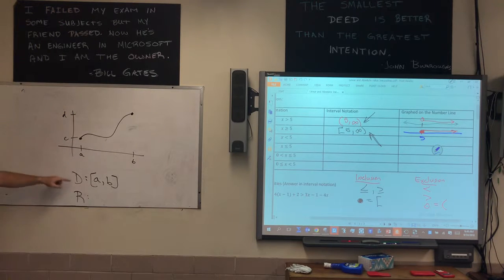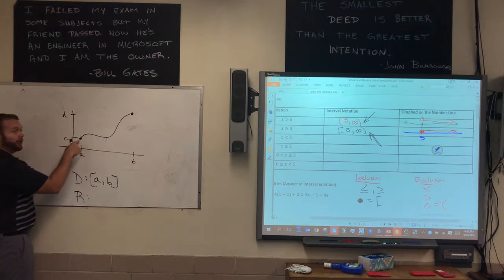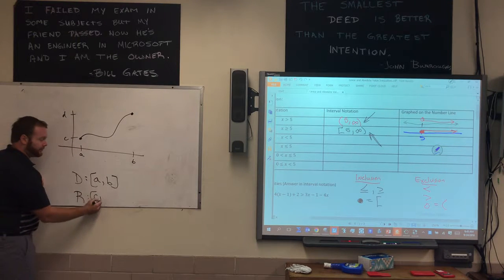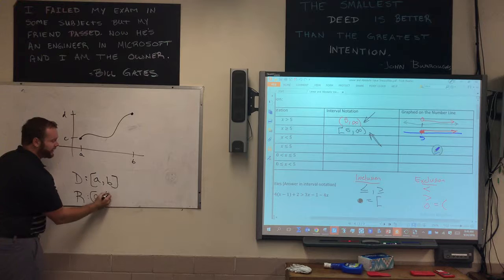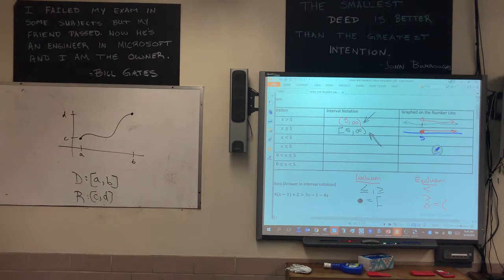So when I write my range, which is essentially just our y values, we've got to start at the lowest value and then work our way up to the highest. And a lot of people flip those. That's where we get a problem.